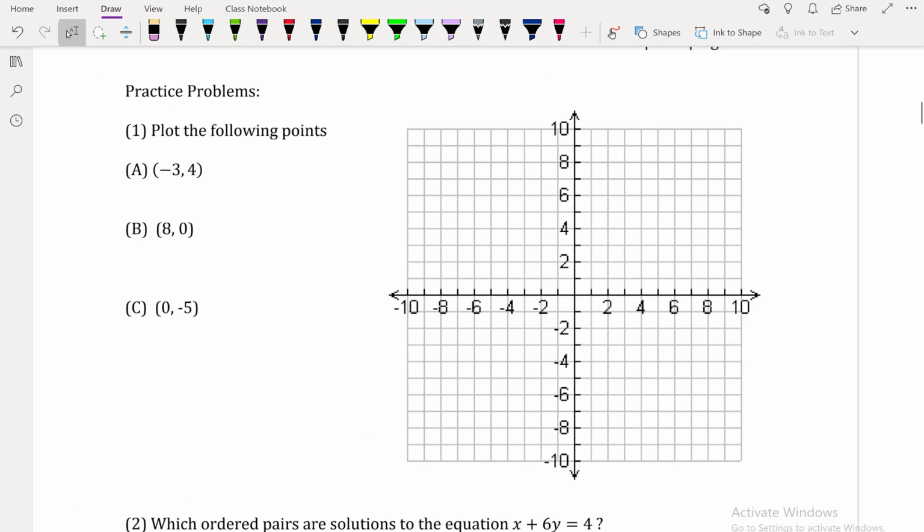So now we have a few practice problems. For part A, it's asking us to plot the point. So here I have the point -3, 4. On the x-axis, I'm at -3, so that's around here. And I'm on 4 on the y-axis. So where that point meets is going to be right there. So that is -3, 4.